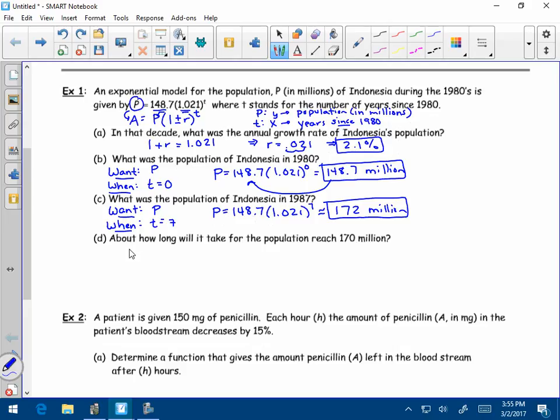Okay, last part of this one. About how long will it take for the population to reach 170 million? Now the question says about how long. What type of variable am I looking at, P or T? How long is the time? That's years. So now I want T, and I want T when what happens? When the population is 170 million, so when P is 170. Okay, so if I plug that in, I'm going to have 170 equals 148.7 times 1.021 to the x.